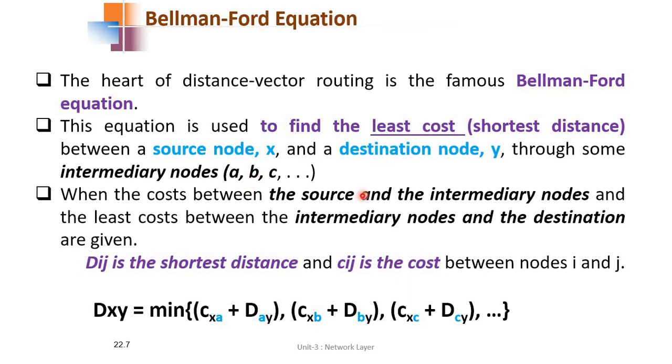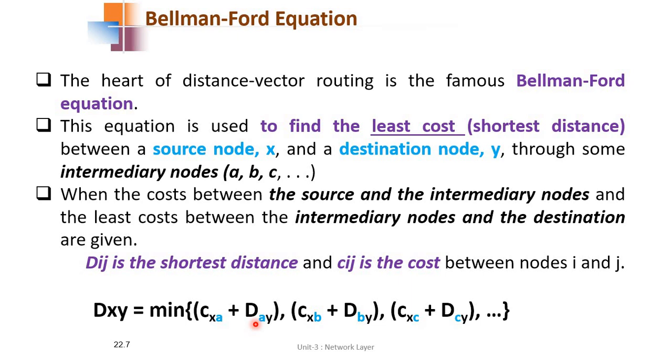So we are going to find the best route between the source and the destination with the help of the Bellman-Ford equation. This is the given equation. Here we have the least cost, which is denoted Cij, and the distance between the two nodes is Dij. From this we are going to take the minimum value.